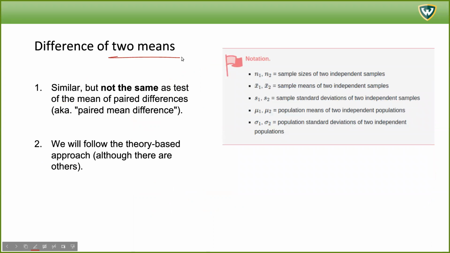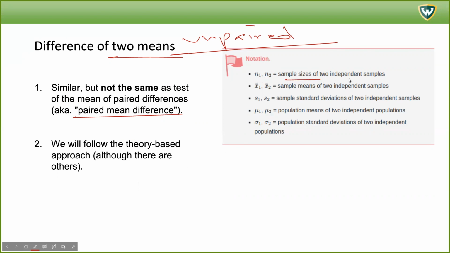Now, regarding the difference of two means that we're introducing here. It's similar, but not the same as the test of the mean of paired difference, which the textbook also called paired mean difference that I just mentioned. And that's because it is a difference of unpaired means. That's what we are introducing here, unpaired. So it's not of the same units. We will follow the theory-based approach, although there are others also discussed in the book, but we'll follow once again just the theory-based approach of the t distribution. And some notations similar to the previous tests that we did.